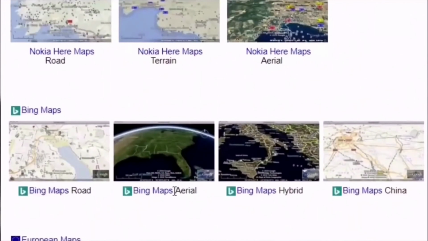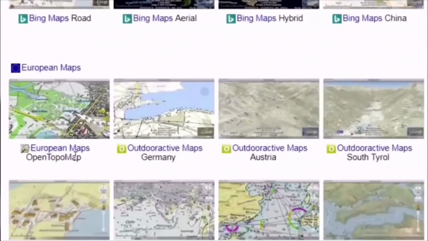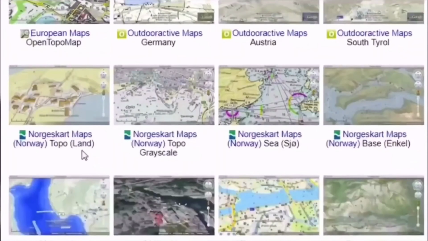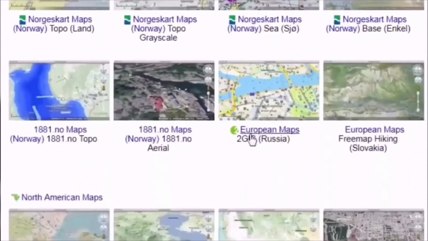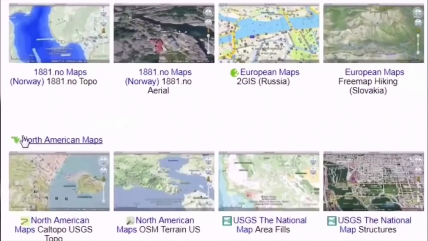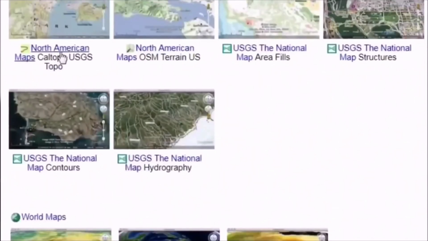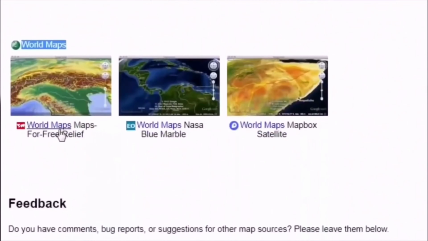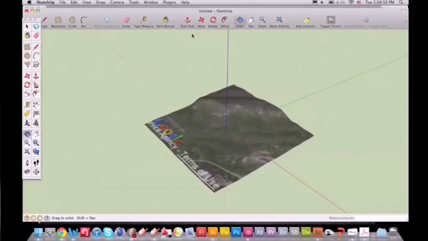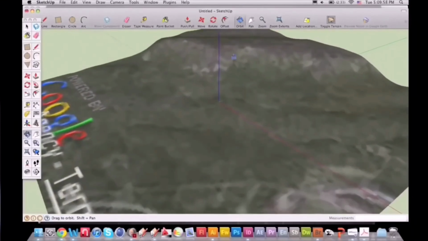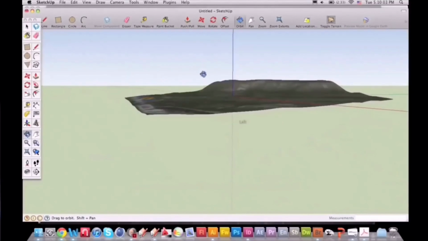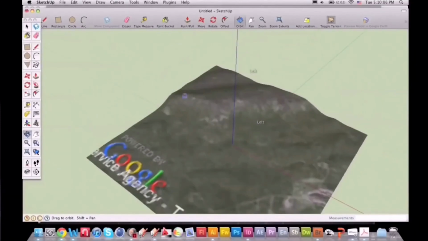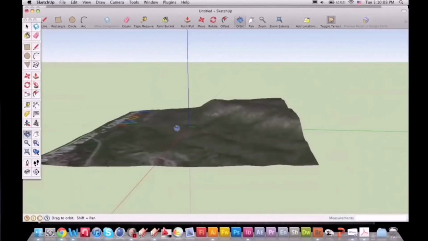But here, with the exception of Bing, you have your European maps and all these other ones. They're all flat maps. They're shown in an ISO view, but they're flat. And then the USGS North American maps, I'm not sure about. I know that the originals are flat in every case across the board with all of these. The world maps.